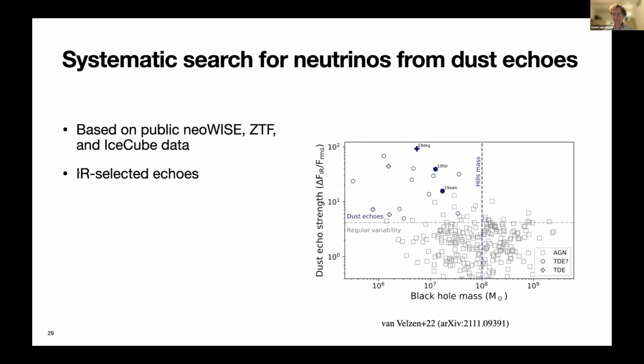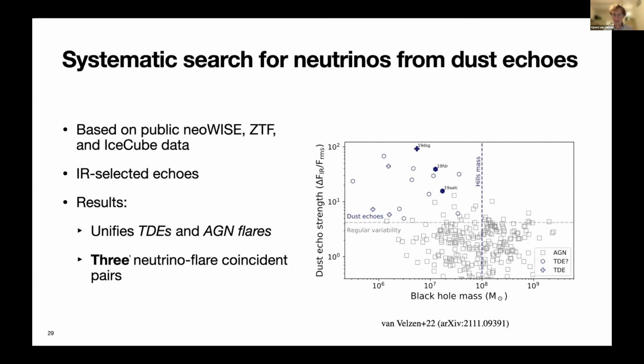So you select dust echoes in the infrared, and then you look for coincident sources with neutrinos, and then we find 3 neutrino flare pairs. That's our main result. And because we study this in the infrared, we are kind of agnostic to what is powering this flare, which is important, I think, also in connection with the next talks.